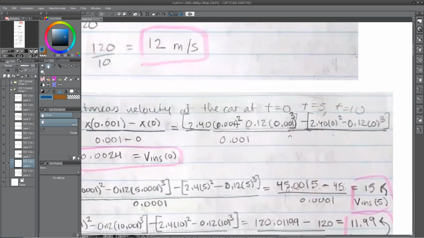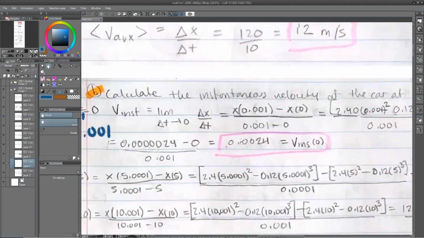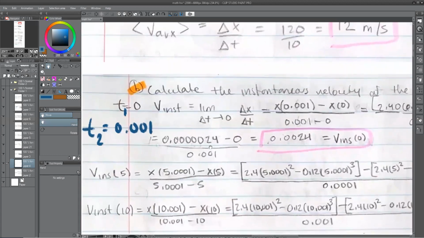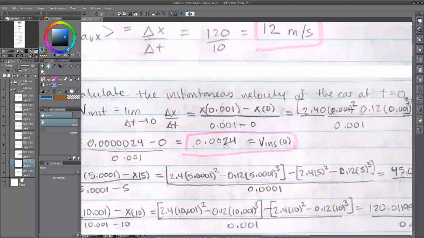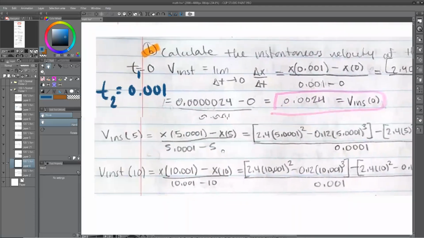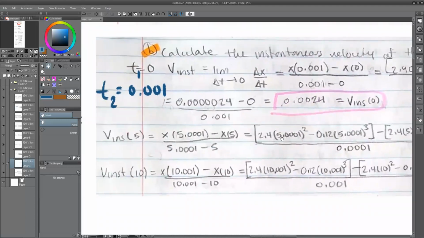We don't care about that. And you end up with this. Because it's minus 0, it's unnecessary to include that. And then when you do the math, your instantaneous velocity at t equals 0 is equal to 0.0024. And literally just repeat that process for all the ones at the bottom here.